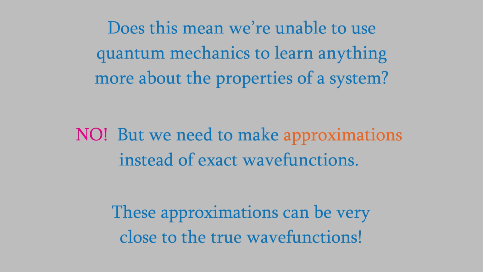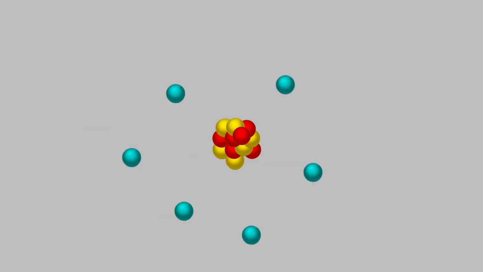So, how do we make those approximations? Well, we'll go into greater detail in future videos, but for now I'll give you a brief overview. Suppose we have a system with more than 1 electron, and we want to know its energy. As you might remember, we determined the energy by solving the Schrodinger equation for the system. The Schrodinger equation has this form, where H is the Hamiltonian operator.